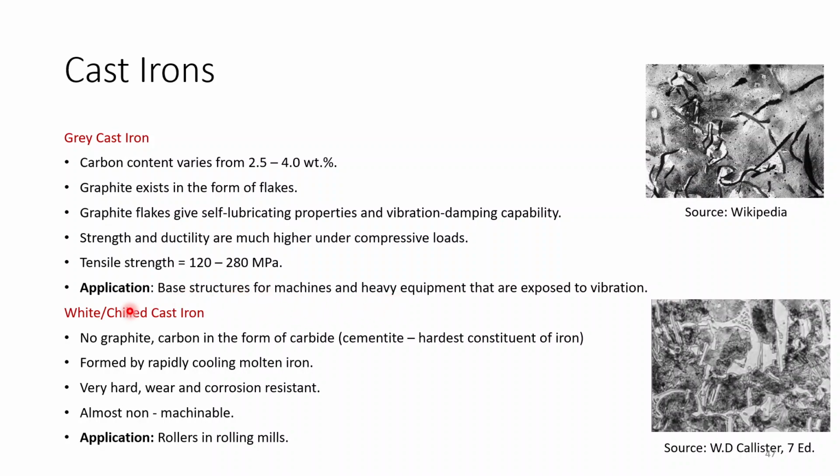Next you have white or chilled cast iron. In this you don't have any graphite and carbon is in the form of carbide, cementite, which is the hardest constituent of iron. It is formed by rapidly cooling molten iron and is very hard, wear and corrosion resistant. These are almost non-machinable and applications are in rollers and rolling mills. This is the microstructure.